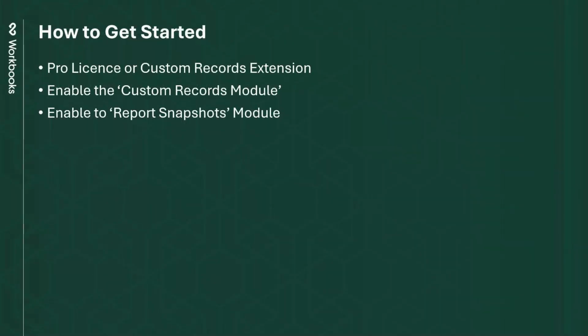To get started is really simple: you just need a Pro license or the custom records extension. And with respect to modules, you just need to enable the custom records module and the report snapshots module.